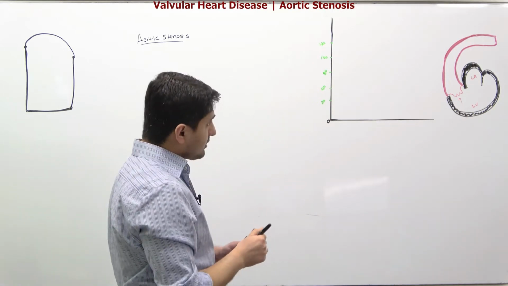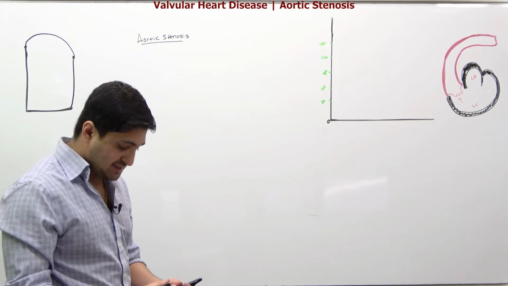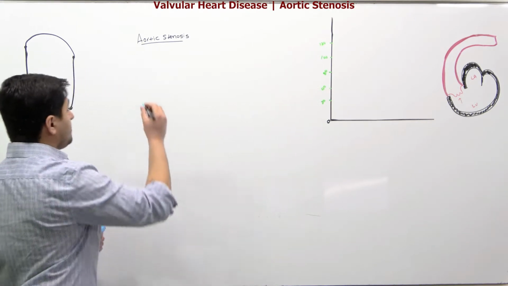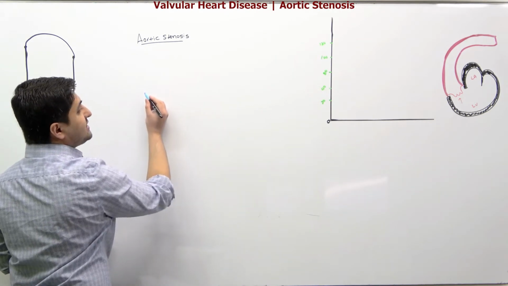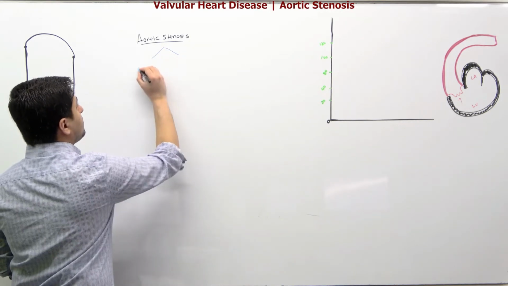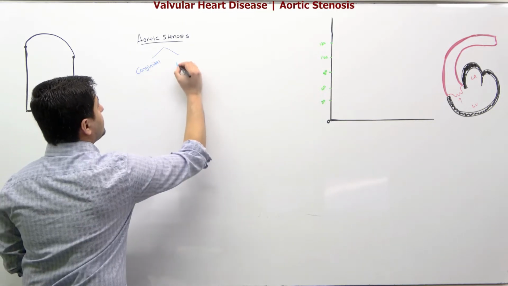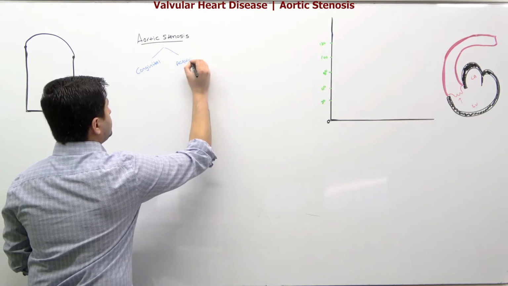Now, we have to talk about the etiology or causes of aortic stenosis. What can lead to this thickening of the valve? We can divide it into two categories actually. One could be congenital, or it could be acquired. And you need to know both of them.